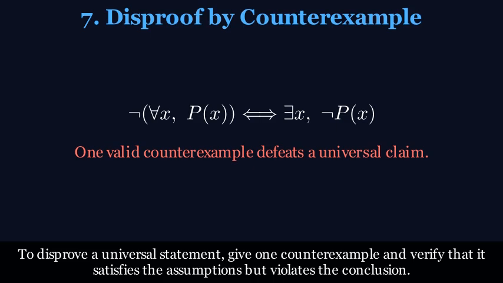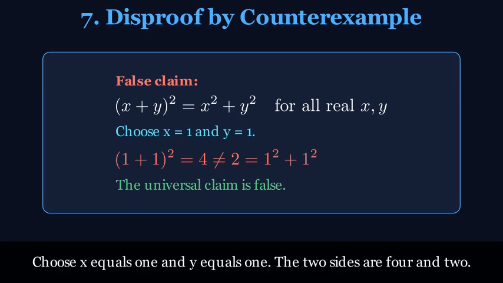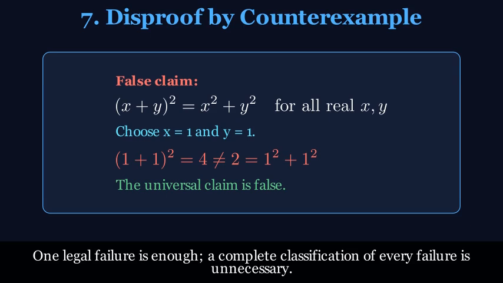To disprove a universal statement, give one counterexample and verify that it satisfies the assumptions but violates the conclusion. The claim that (x plus y) squared equals x squared plus y squared for all real x and y is false. Choose x equals 1 and y equals 1. The two sides are 4 and 2. One legal failure is enough. A complete classification of every failure is unnecessary.